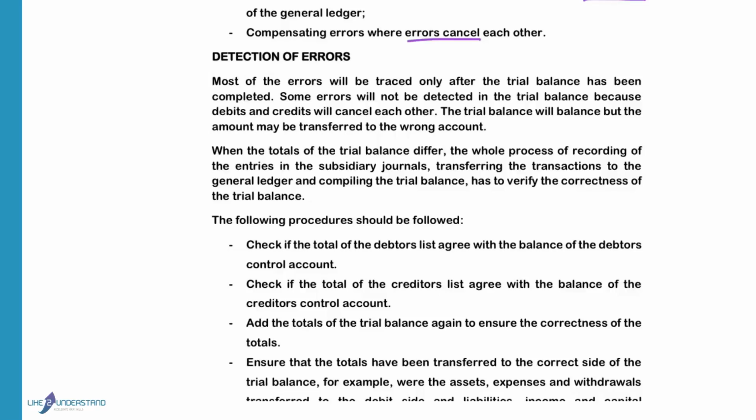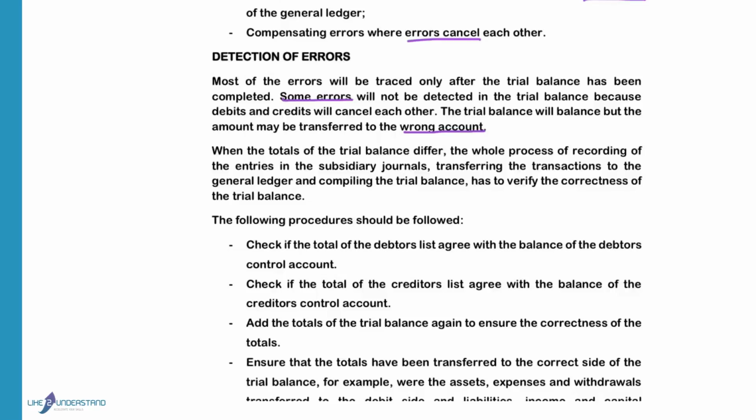Some errors will not be detected in the trial balance because you've debited and credited the account, although both of them were with the wrong amount, or they're in the wrong accounts, or they're on the wrong side of the accounts. The trial balance will balance, but the amount may be transferred to the wrong account. So some mistakes can be detected in the trial balance when you didn't do a double entry for an entry, and some mistakes will not be detected in the trial balance because you made a double error.